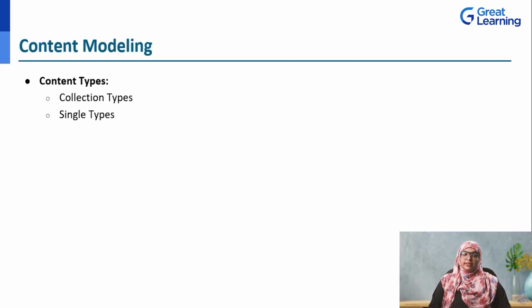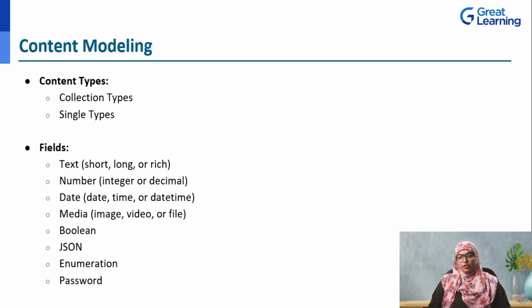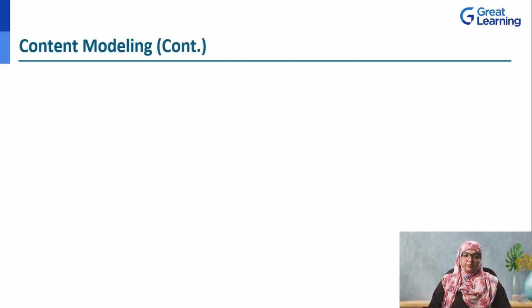Moving on to the content types, we have collection types and then we have single types, and the different fields. You have your text, short, long or rich, number, date, basically the data types you can say, like you have your date, media, boolean, JSON, enumeration and your password. We will see when we are trying to build a blog API what the different fields are, and we will see the different content types also, like your collection types and your single types as well.